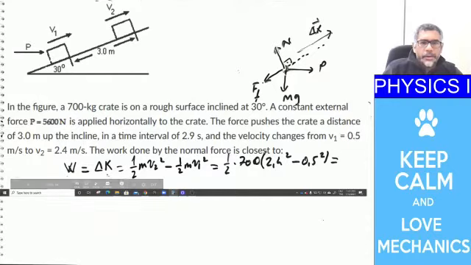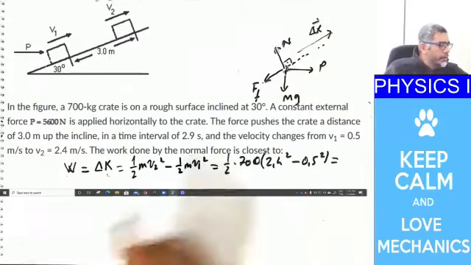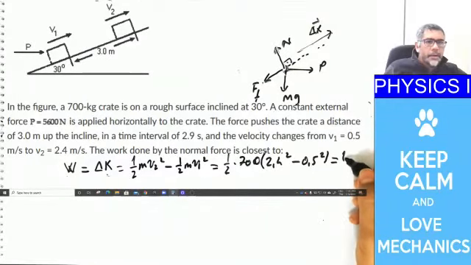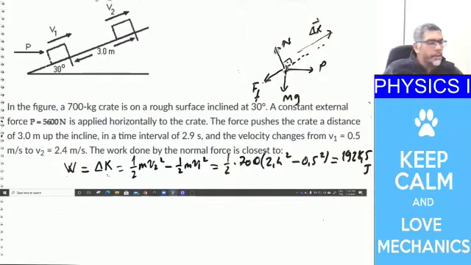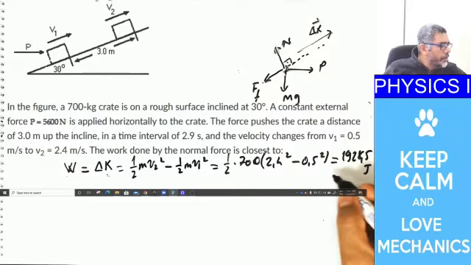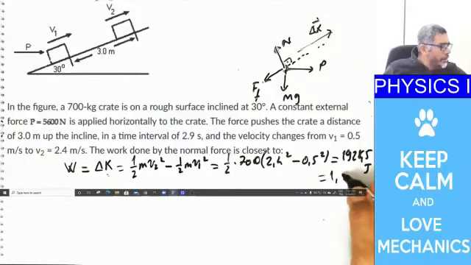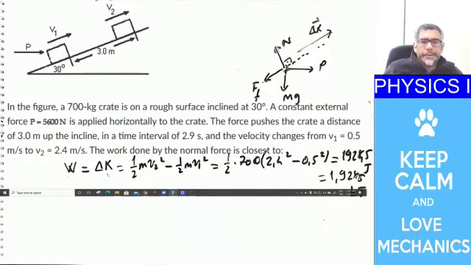2.4 squared minus 0.5 squared is equal to 5.51, and multiply this by 2,350 is equal to, so this is like 1928.5 joules. Or let's say 1.9285 kilojoules. Okay, so that's it.